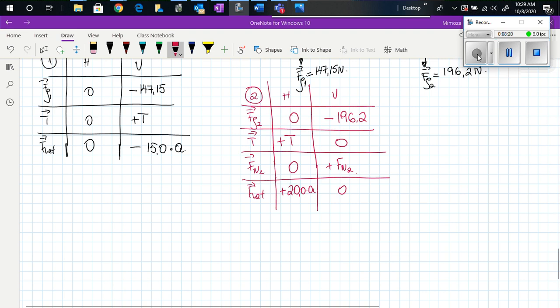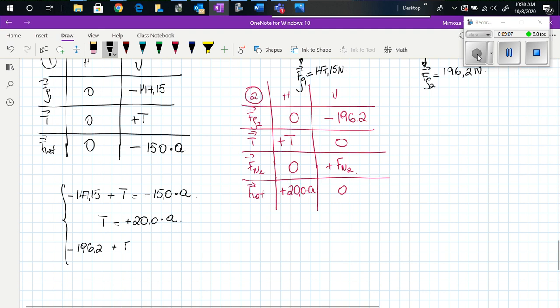And as we have done all the time, from the table of components, we withdraw the equations and then we solve for the unknown. In this case, from the first object, we have negative 147.15 plus T is equal to negative 15 times acceleration. From the second object, T is equal to positive 20 times acceleration. And from the vertical, negative 196.2 plus force normal 2 is equal to 0.